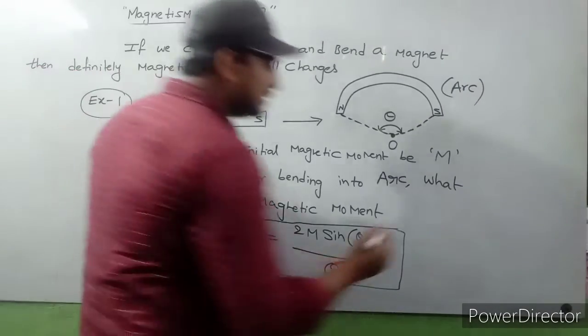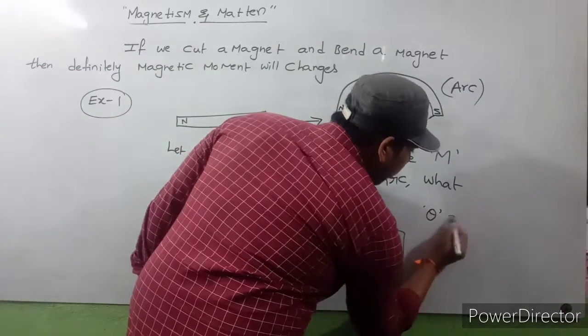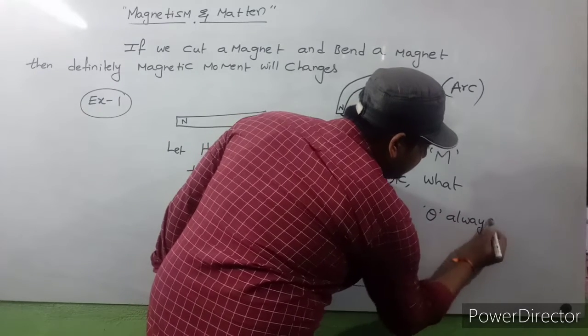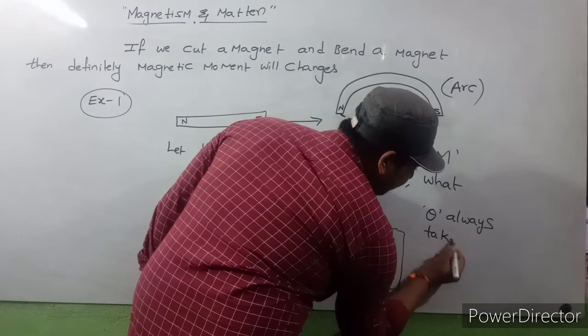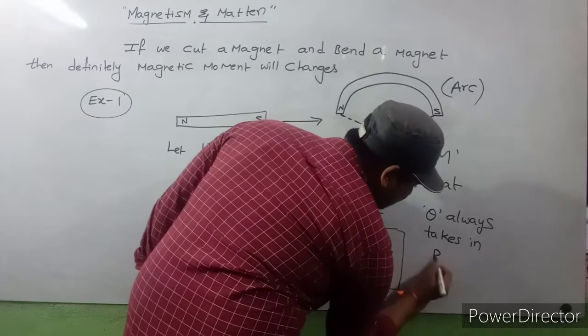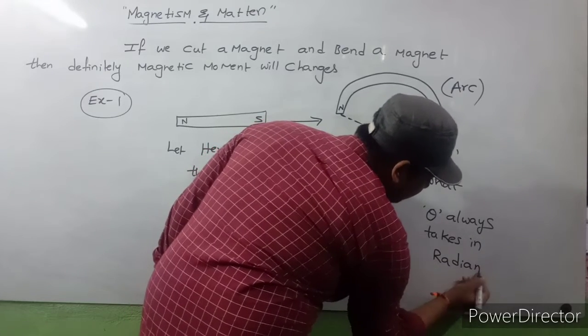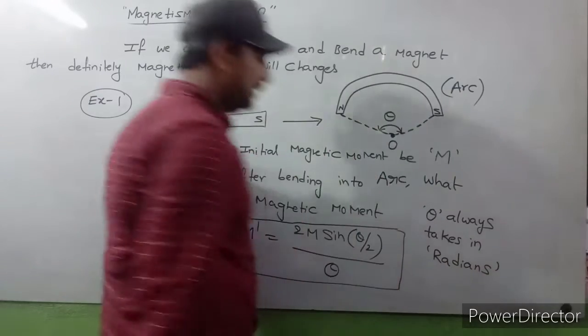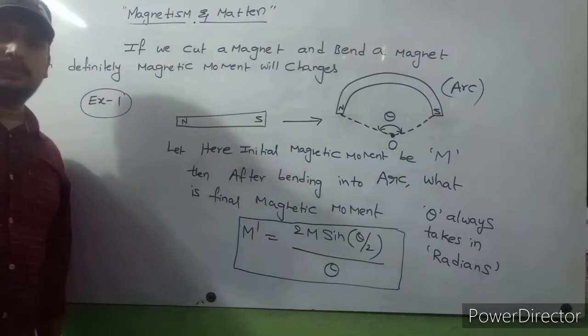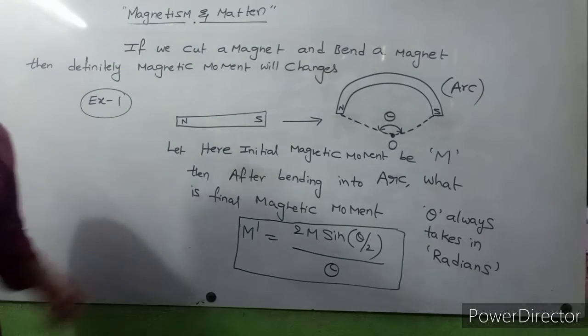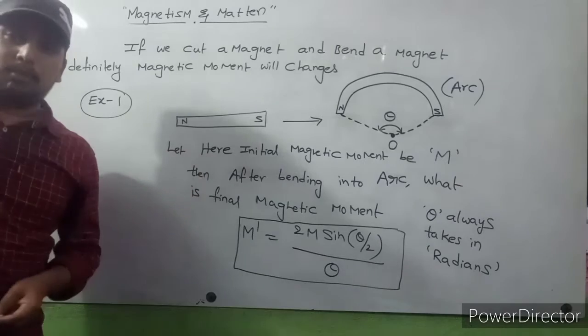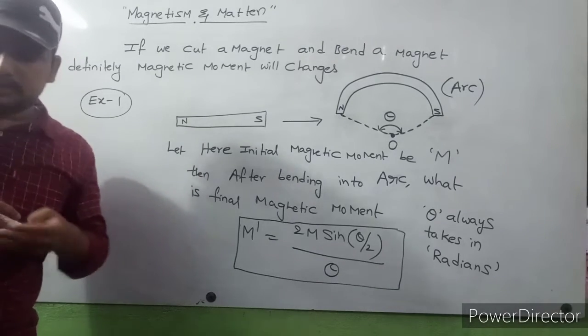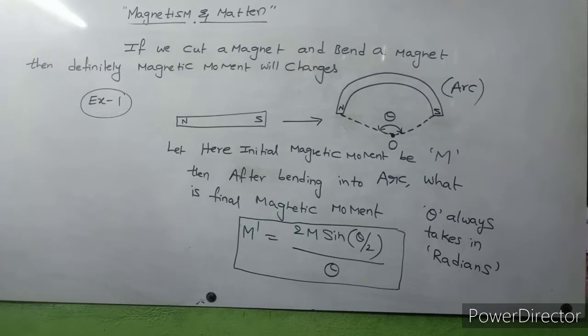Here theta is always taken in radians. Okay. So now I will solve one example problem. Then you will get a clear idea about this concept.